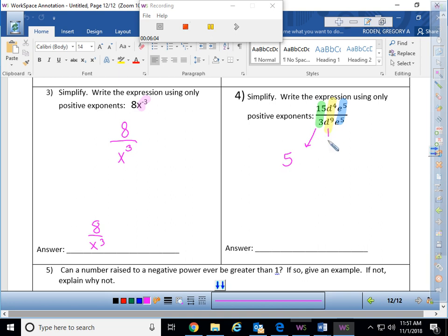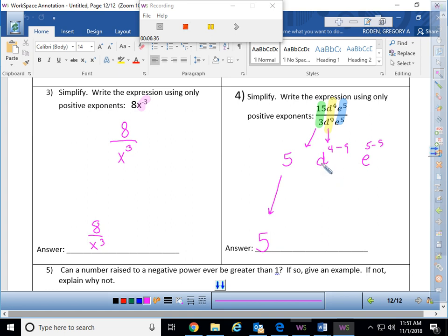Now, the d's, well, what do we do when we divide? We copy the base when it's the same base, and then we subtract our exponents. So this is going to be 4 minus 9, and then likewise here with the e's, we've got 5 minus 5. Now, I'm just going to bring that 5 down in my answer right here because I know there's nothing that's going to happen to that. But I've got to clean these things up a little bit.